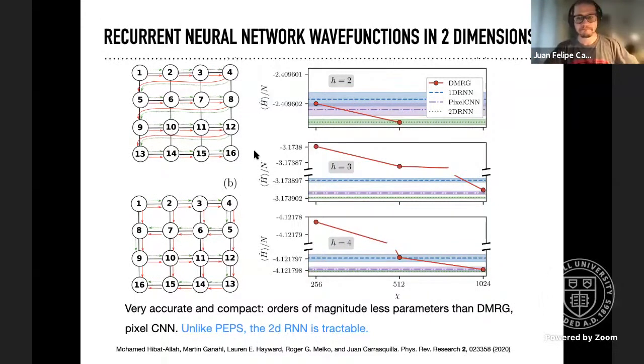Okay. I also have a question. Do you know why this 2D RNN works so much better than, I guess, pixel CNN? I don't know exactly why it works better, because this pixel CNN also encodes the two-dimensional structure of the system. Honestly, is this at criticality?